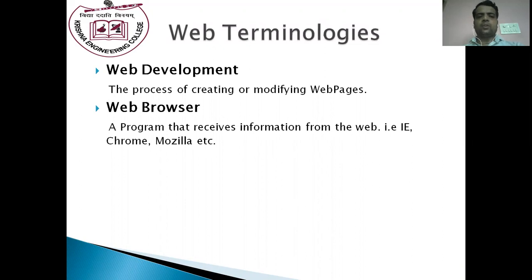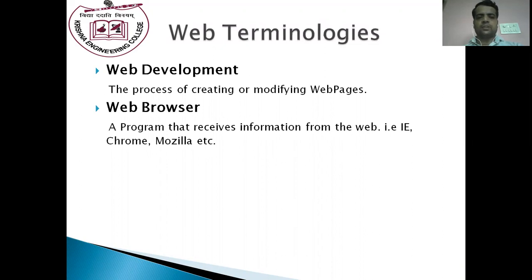Web browser: a program that receives information from the web, or in other words, a web browser is a platform where we are able to execute web pages. Examples are Internet Explorer, Chrome, Mozilla Firefox, Safari, Opera.